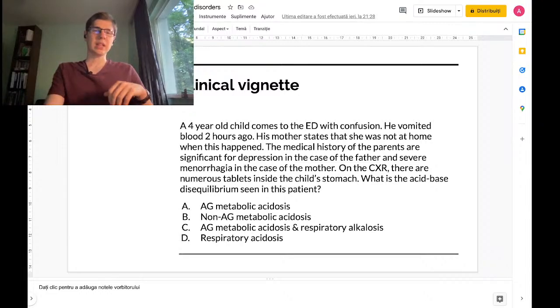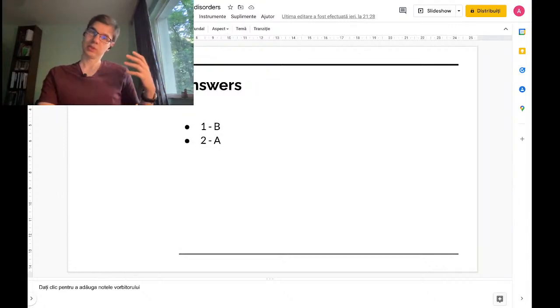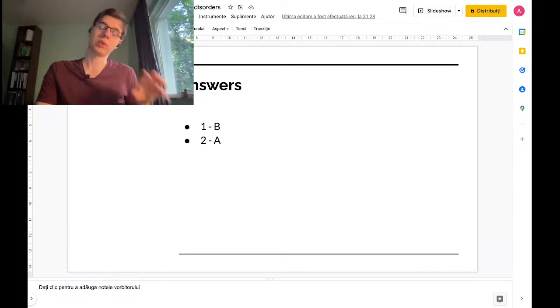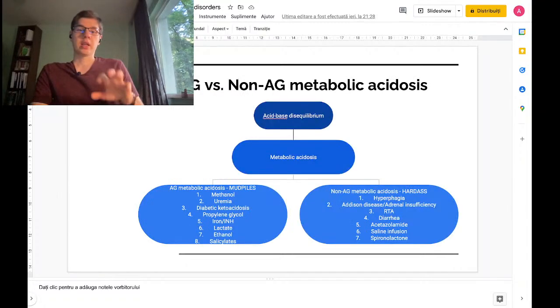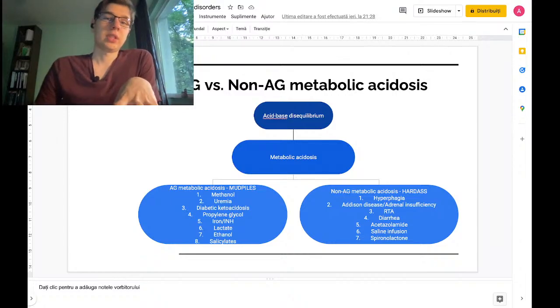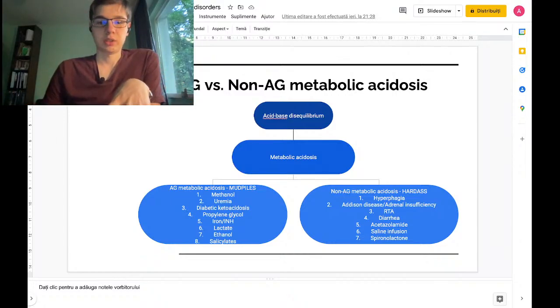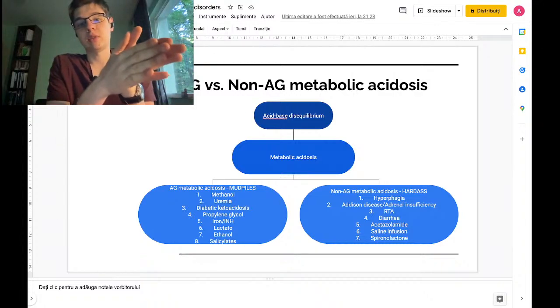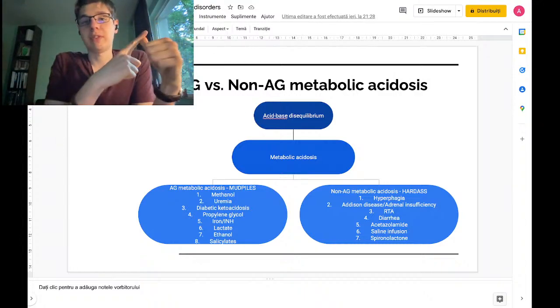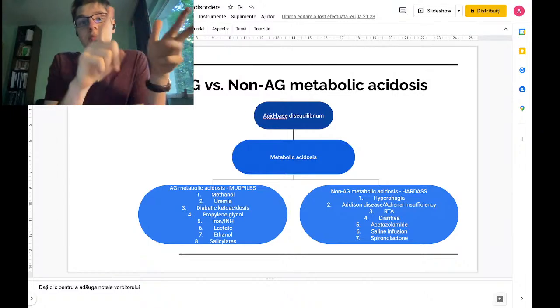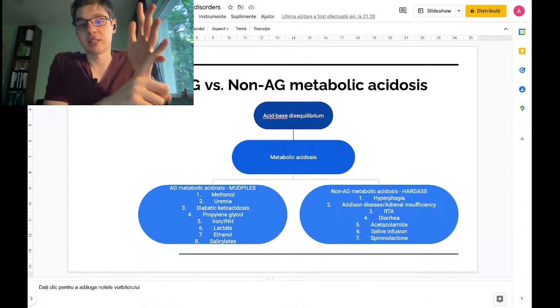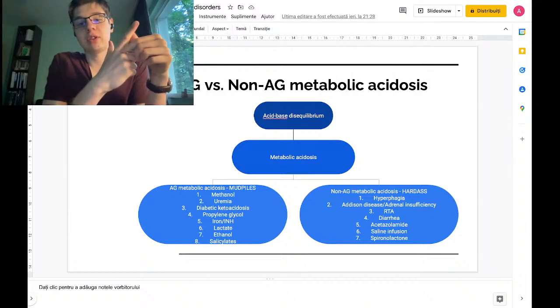Now, let's review a little bit what are the causes of metabolic acidosis. As we discussed before, the first one was non-anion gap metabolic acidosis, and the second one was anion gap metabolic acidosis. So we have to retain two mnemonics out of this discussion. For anion gap metabolic acidosis, we have MUDPILES, meaning methanol, uremia, diabetic ketoacidosis, propylene glycol, iron and isoniazid, lactate, ethanol, salicylates.